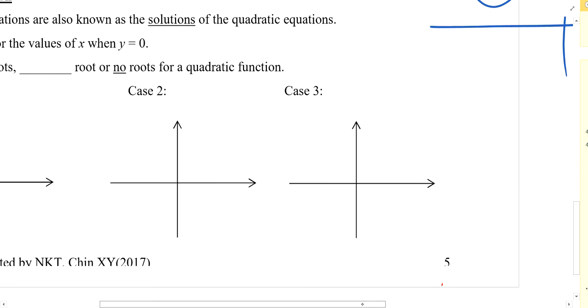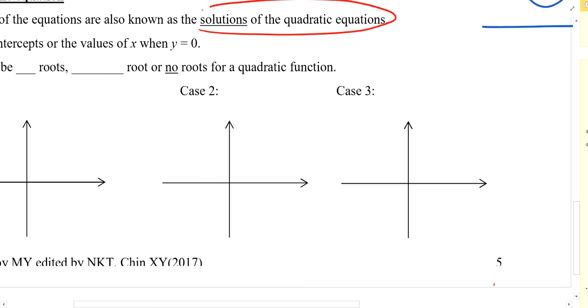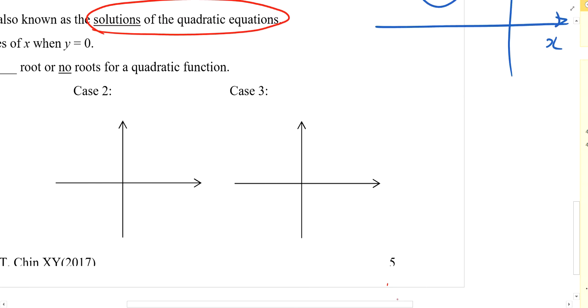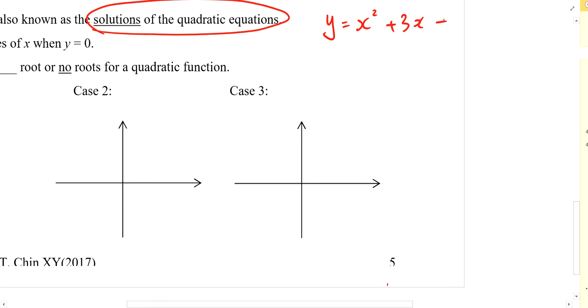Okay, I want to draw your attention to this phrase over here. Solution of the quadratic equation. So a quadratic equation will have an x squared term. For example, y equals x squared plus 3x plus 3. Are there any solutions to this? What do we mean by solutions?